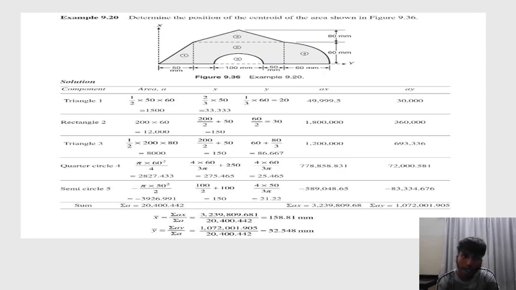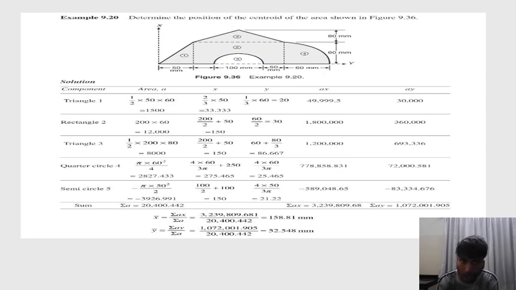Let's find the areas. Area of the triangle is half into base into height. Base means 50 and height means 60. So half into 50 into 60 is 1500. Rectangle similarly 200 into 60, that is 12000. Half into 200 into 80 is 8000. Now the quarter circle is pi into 60 square by 4, which is 2827.43. The semicircle is pi into 50 square by 2, which is 3926.99. Summation of a is 20,442.